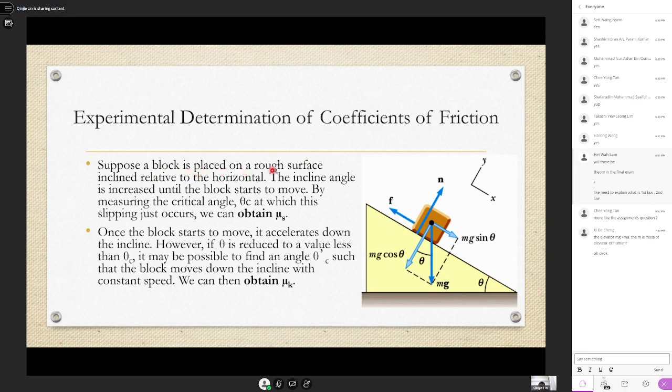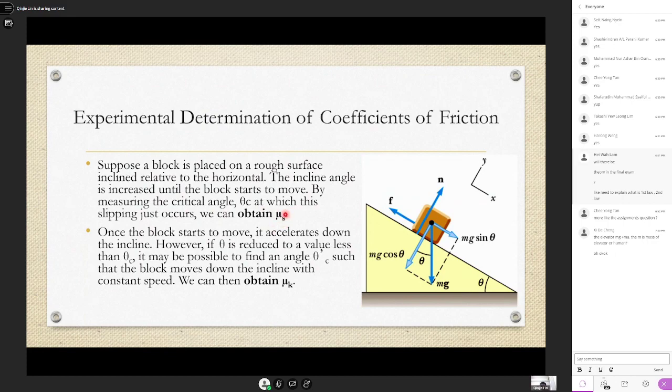Suppose a block is placed on a rough surface, inclined relative to the horizontal. The inclined angle is increased until the block starts to move. So imagine this box is actually on a flat surface. Then they keep increasing this angle, so it gets more and more inclined. Then there will be this critical angle whereby the block will start to move. When it starts to move, that angle is associated with the coefficient of static friction.